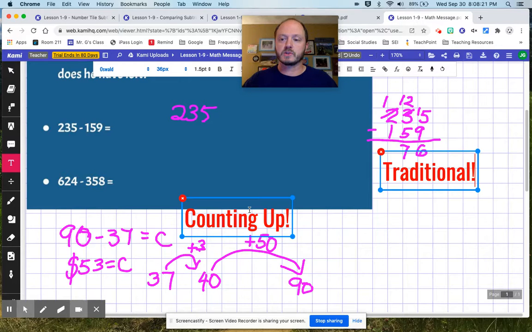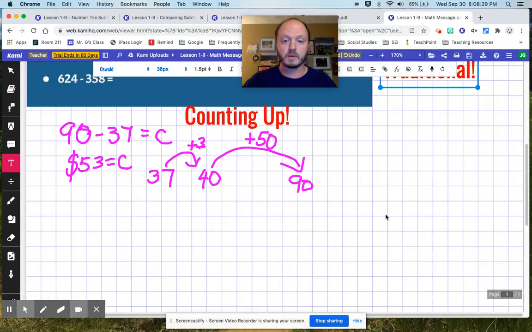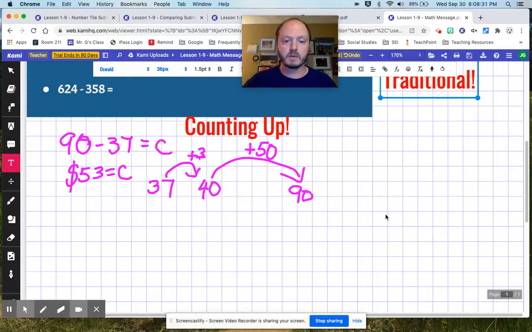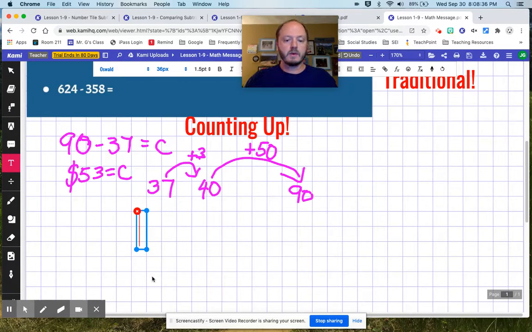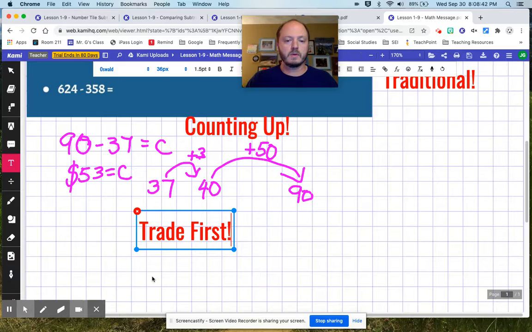All right, so we have one more method. And this one is actually the method that many people don't even realize they're doing. They think they're doing traditional, when in fact they're actually doing a slightly different method. And I'm going to call it what it is right away. I'm going to write it here. It is called the trade first method. All right. And trade first is almost identical to traditional, except we're going to watch one slight difference.